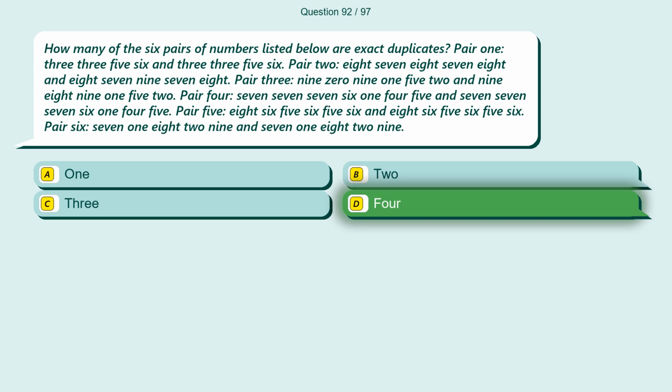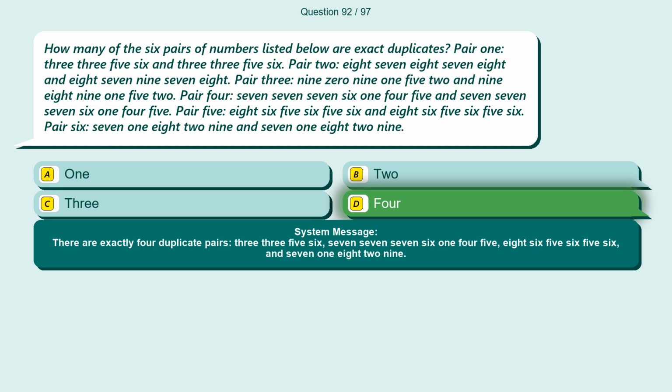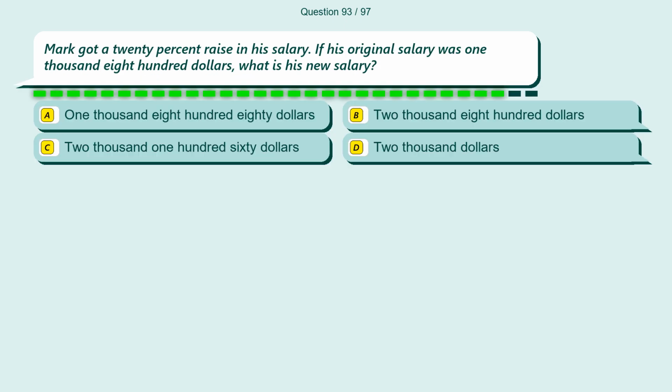The correct answer is option D, 4. There are exactly 4 duplicate pairs: 3356, 77766145, 865656, and 71829. Question 93. Mark got a 20% raise in his salary. If his original salary was $1,800, what is his new salary? Option A, $1,880. Option B, $2,800. Option C, $2,160. Option D, $2,000.